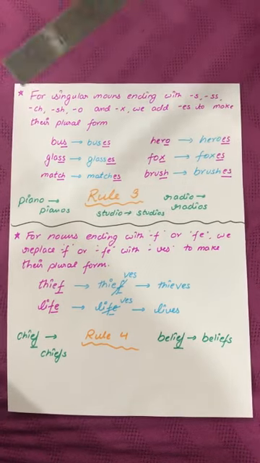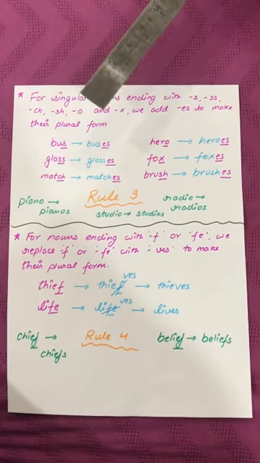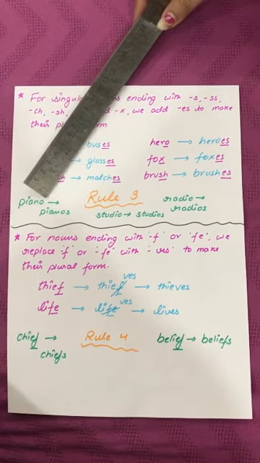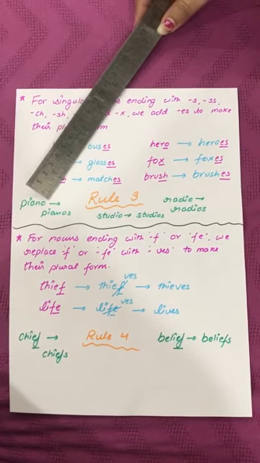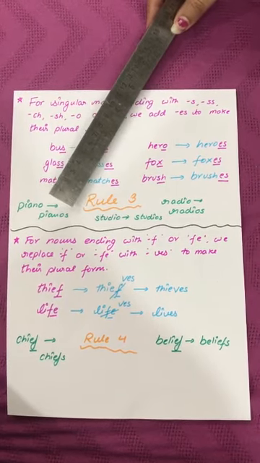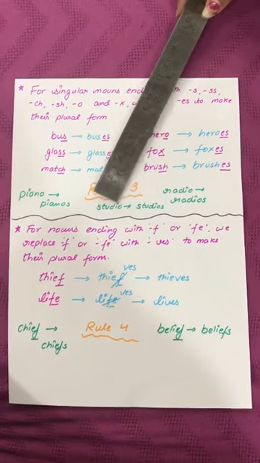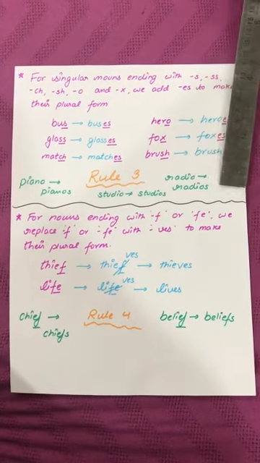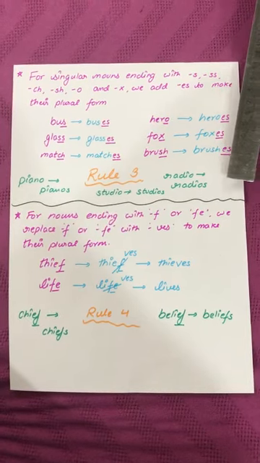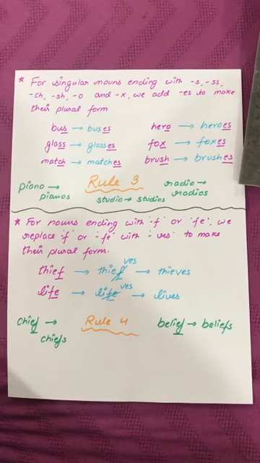So children, we can see that all of these were following this rule, but there are some words that do not follow this rule. Say piano. Piano ends with an o, but the plural of piano is pianos. Here we haven't added an es, but we have added only the letter s to the end of the word. Similarly, studio becomes studios and radio becomes radios. So these three words, piano, studio and radio, don't follow this rule. So you need to remember them separately.